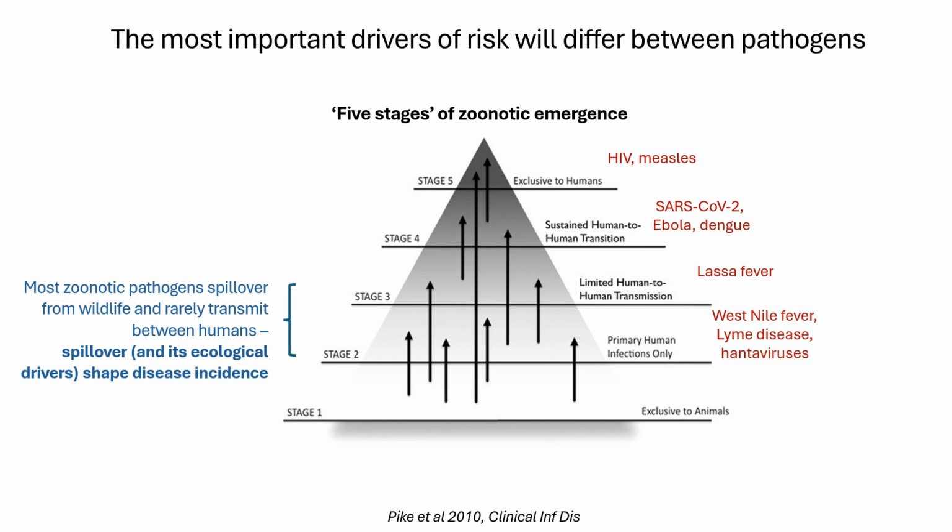But an interesting thing to think about from a risk perspective is that the pyramid shape here reflects the idea that the majority of pathogens have more of this stage 2 characteristic. Most zoonotic pathogens are not very effective at transmitting between humans. So it's really this ecological process that shapes spillover that is the defining process that shapes disease emergence and incidence.